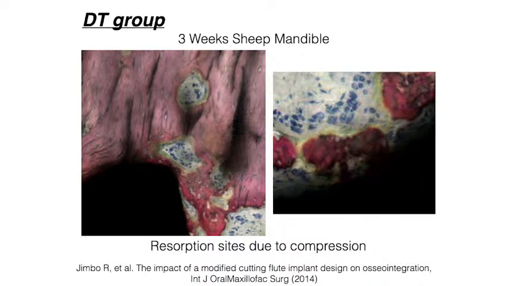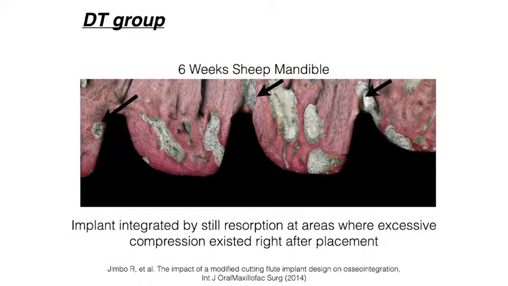So this is the regular implant with the regular tap. So you see those zones of high compression, they have to resolve. Next slide. And after 6 weeks, it eventually heals. Let's compare now with the Blossom design. Next slide.